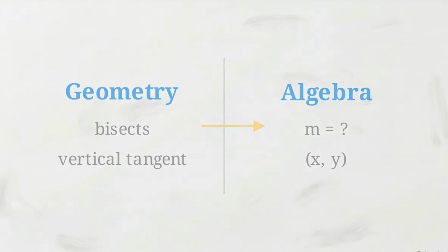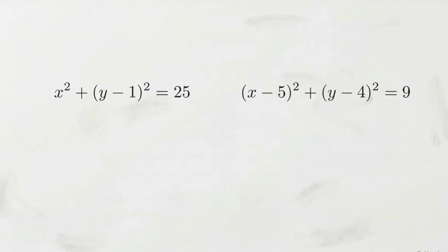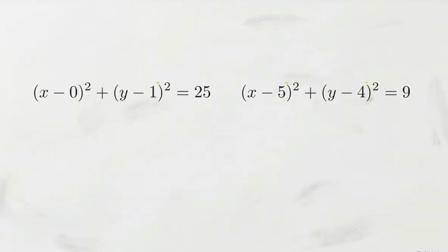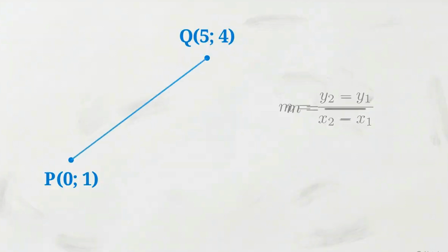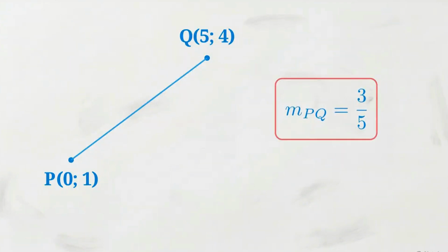We begin by looking at the standard algebraic equations provided for both circles. To find the coordinates of the centers, we isolate the values inside the brackets and reverse their signs. This gives us center P at 0, 1 and center Q at 5, 4. Using the coordinates for P and Q, we calculate the gradient of the line connecting the two centers. By dividing the change in y by the change in x, we find the gradient of line PQ is 3/5.